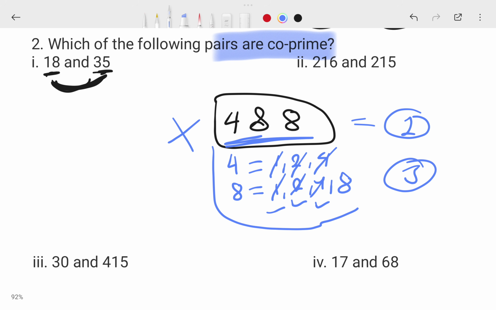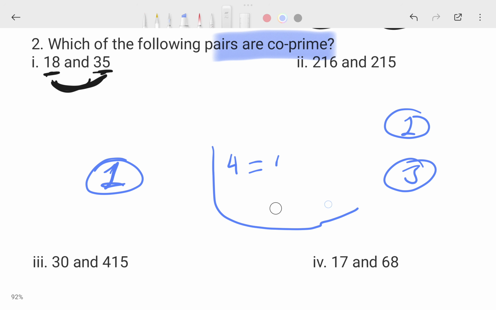So this is not a co-prime number. Co-primes have to have only one common factor. The 1 and 1 you are looking at, that has to be the only one, but here 2 and 2 are also common factors, and 4 and 4 are both the same, so this is not co-prime. Okay, let's talk about another one.